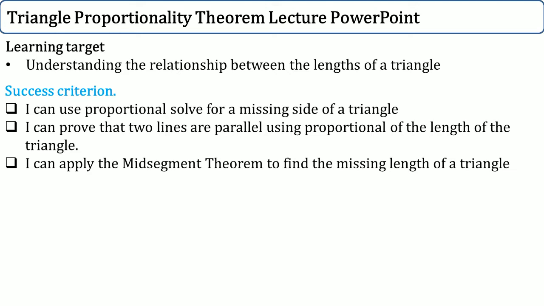Your three success criteria are: 1. To use proportion to solve for the missing side of a triangle. 2. To prove that two lines are parallel using the proportional lengths of that triangle. And 3. You can apply the Midsegment Theorem to find the missing length of a triangle.